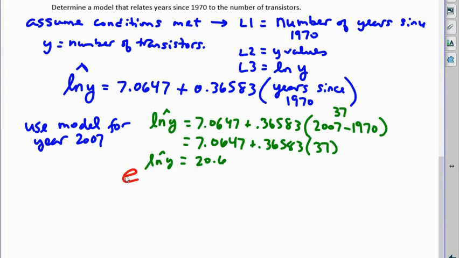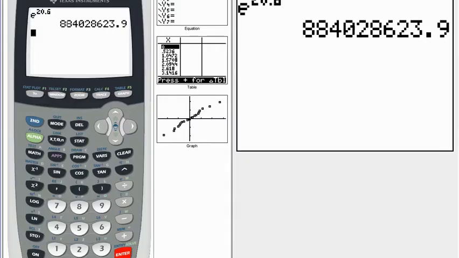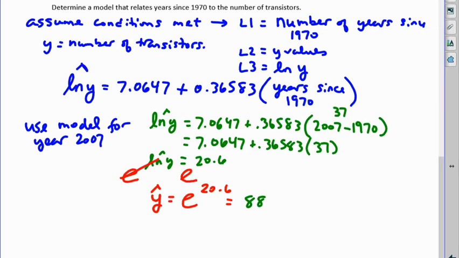So look at my work. What's canceling a natural log is that base of E. And that's what I put into my calculator, E raised to the 20.6. And so now my answer is 884 million, just checking the number. 884 million.